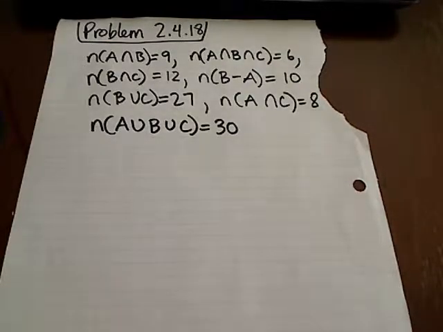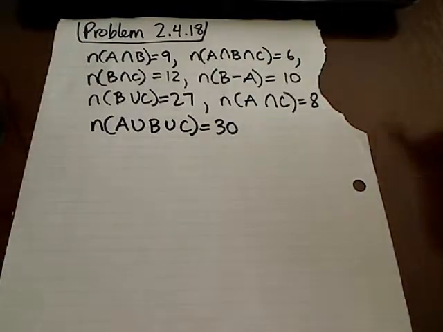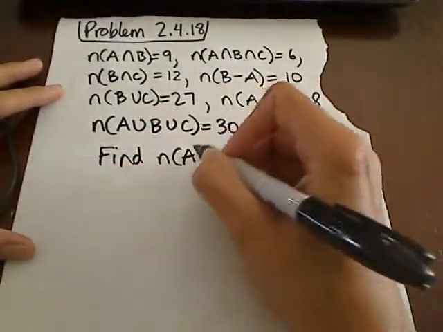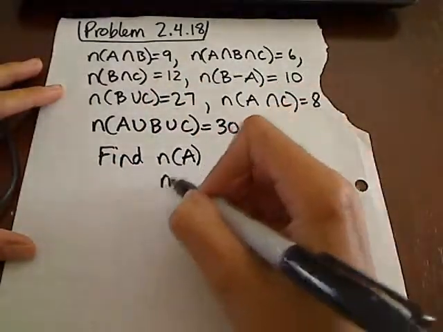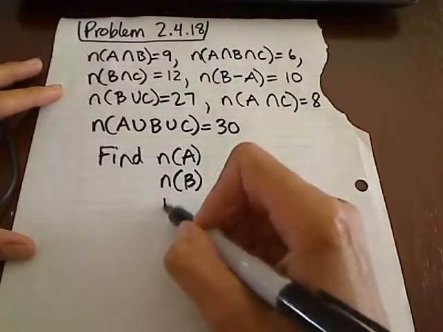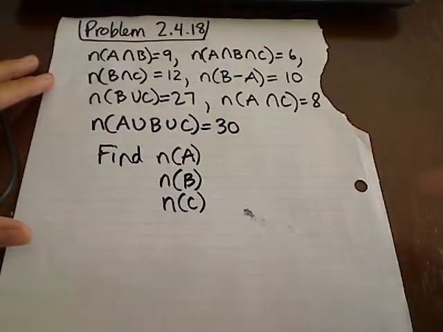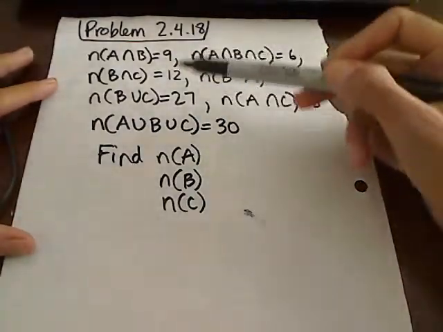Okay, so this is problem 2.4.18, and they're basically asking us to find the number of elements in A, B, and C. So they want us to find the number of elements in the set A, and the number of elements in the set B, and then the number of elements in the set C, given this information right here.